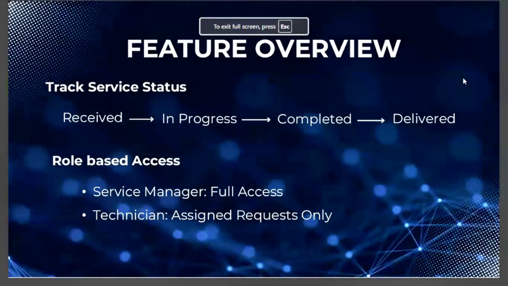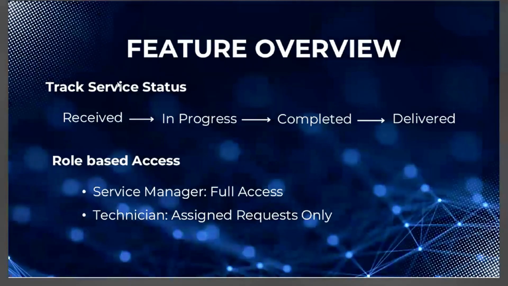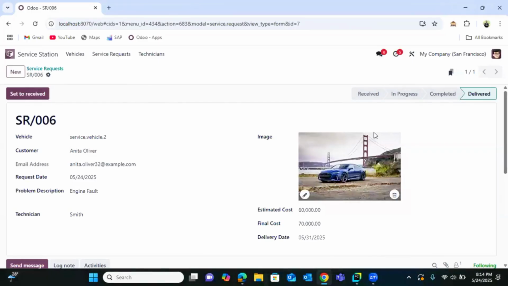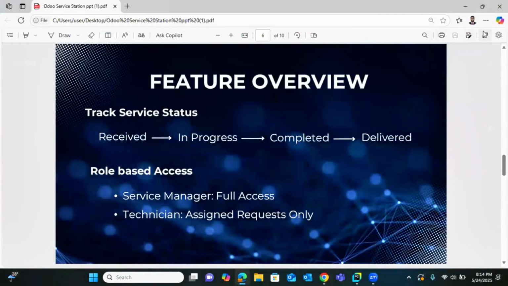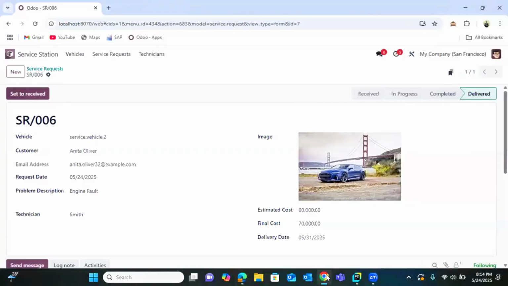When it comes to feature overview, using this vehicle service station platform, we can clearly track the service status and role based access. When it comes to tracking service status, as I mentioned earlier, we can clearly track the service of our vehicles. It can be a received state, in progress state, completed state, or a delivered state. When it comes to role based access, we can assign access.